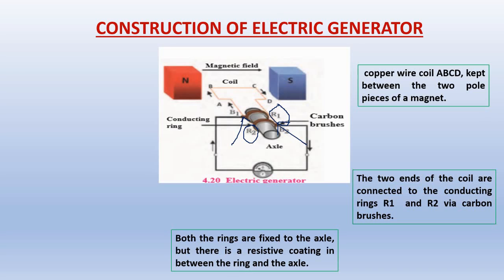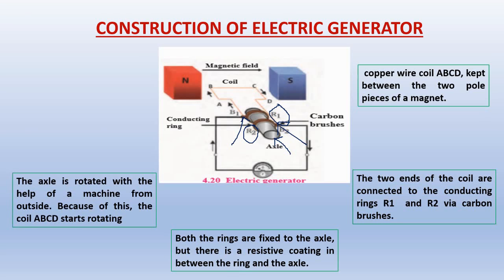Both the rings are fixed to the axle, but there is a resistive coating in between the ring and the axle. Now this over here is an axle, and there is a resistive coating between the ring and the axle. The axle is rotated with the help of a machine from outside, which is outside this internal circuit.